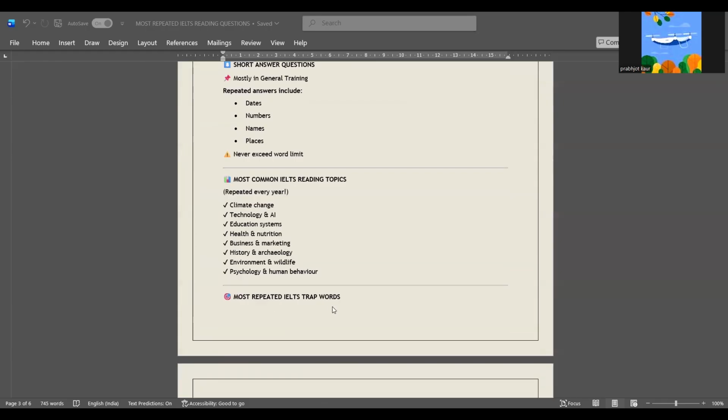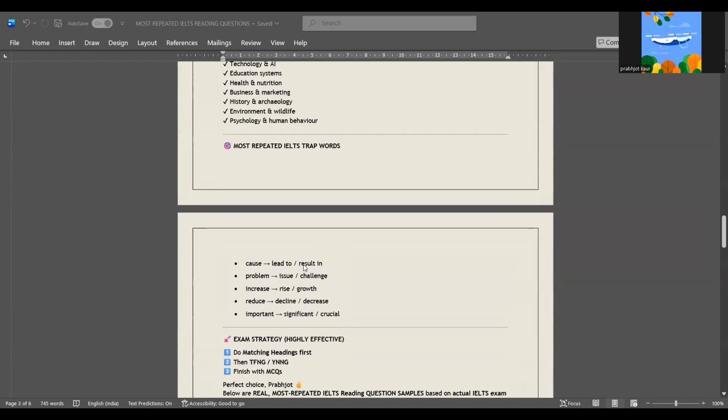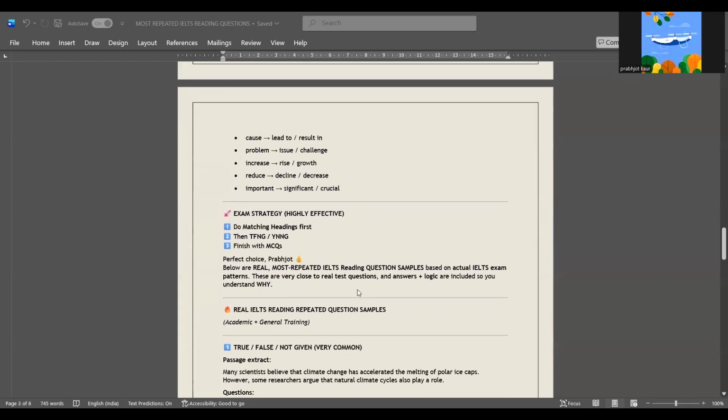And the most repeated IELTS synonyms are here: cause, lead to, result in; problem, issue and challenge; increase, rise and growth; reduce, decline and decrease; important, significant and crucial. Sometimes these words are mentioned in the question and that type of word is mentioned in the paragraph. So you should focus on it. The meaning is the same, so please don't get confused.